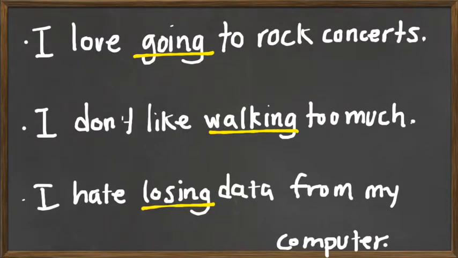Okay. We also use these ing verbs after certain verbs. Those three verbs that we're checking today are love, like, or hate. We have three examples. Number 1, I love going to rock concerts. In this case, the verb is not going, the verb would be love, and going would be the name of an activity.